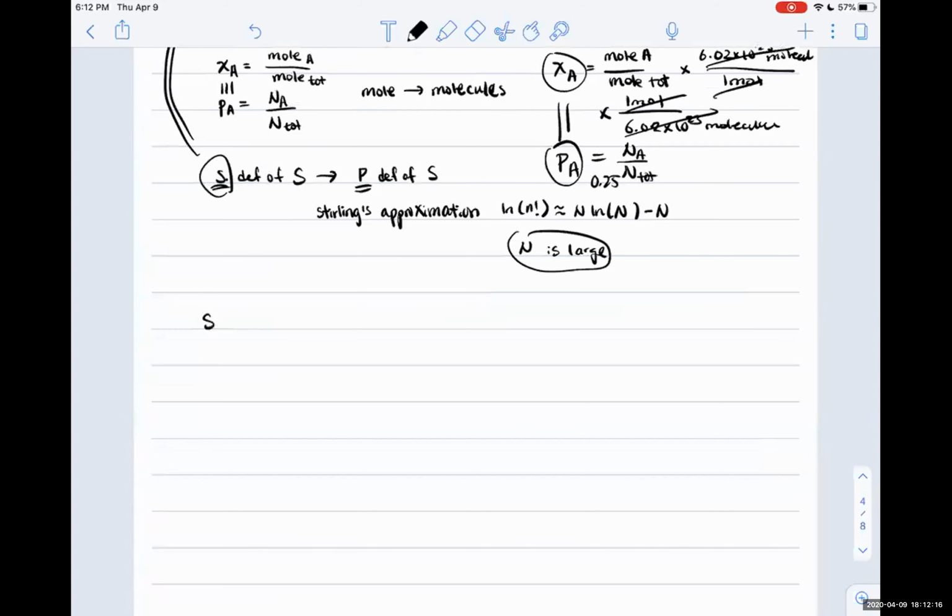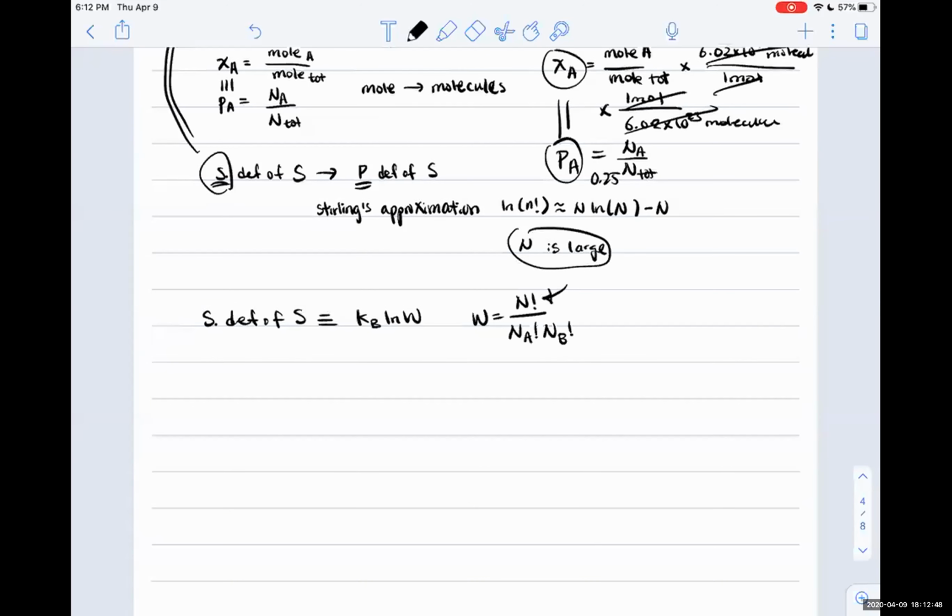We know that the statistical definition of entropy is S = k_B ln W, and we define W as N factorial over N_A factorial times N_B factorial. For other cases we have other molecules C, D, and this will extend, but for this case it's just A and B. Then we use Stirling's approximation to approximate the factorial, because when the number gets really high, the factorial is really hard to calculate.